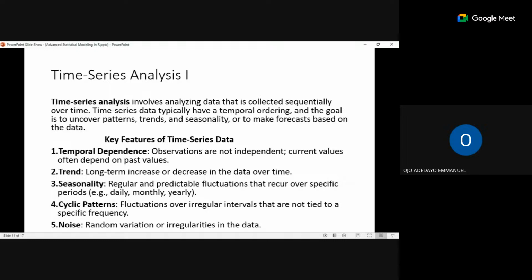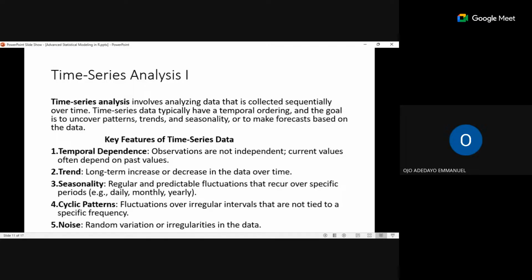Time series analysis. What is time series analysis? Time series analysis involves analyzing data that is collected sequentially over time. Anytime you are using data, whether it is monthly, weekly, yearly or quarterly data, and you want to perform analysis on it, when you are considering it over time, we normally perform what we call a time series analysis. Time series data typically have a temporal order, and the goal is to uncover patterns.